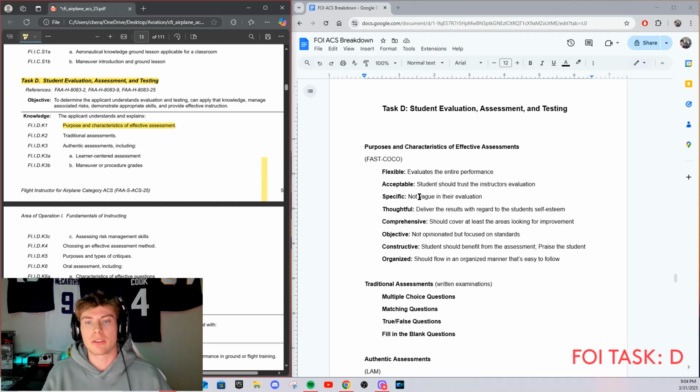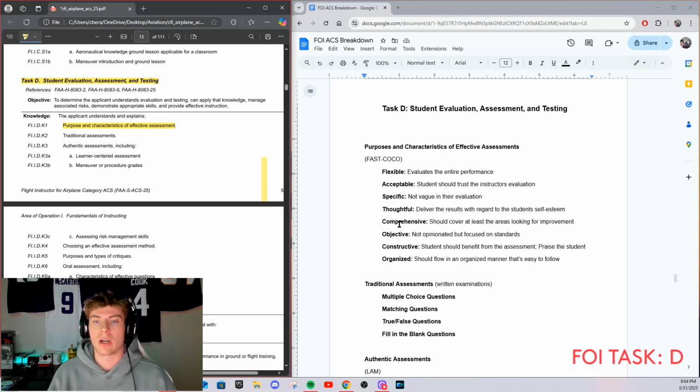Specific. You're not too vague in your evaluation. You can't just say, that's a bad landing, that's a good landing. Tell them exactly how you evaluate their performance. Thoughtful. Deliver the results with regard to their self-esteem. So give them feedback, but not purely feedback. Give them some compliments, like you did good here, but you just need to do this a little better. Because if you're always hammering down on them, they're going to have no self-esteem, and it's hard for them to perform.